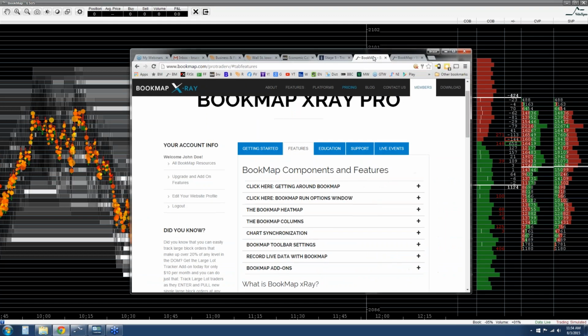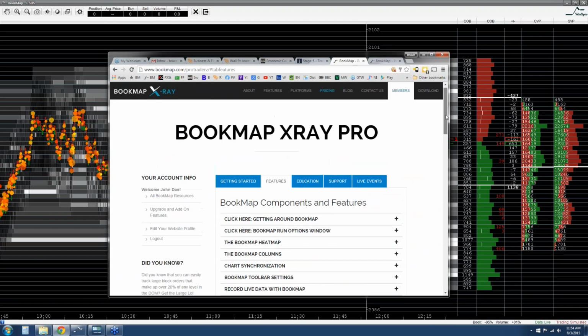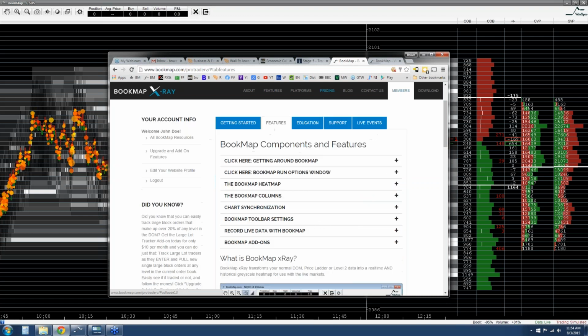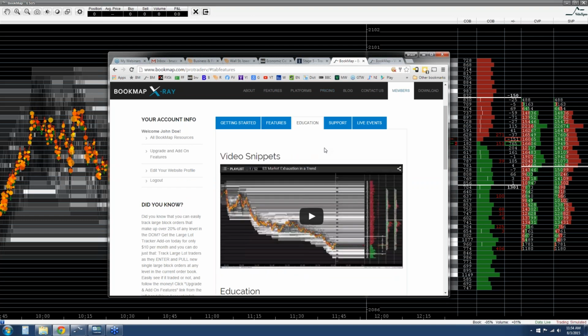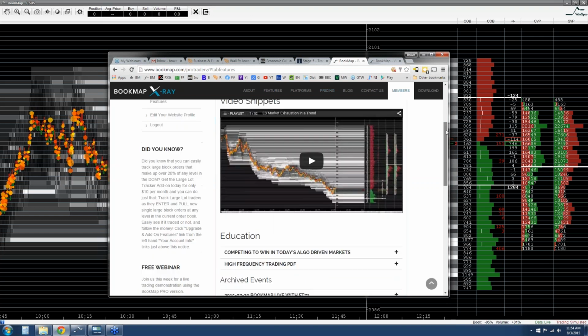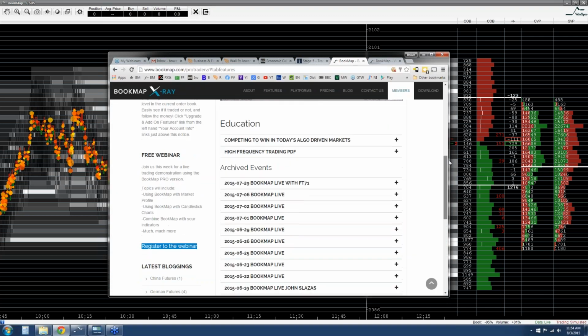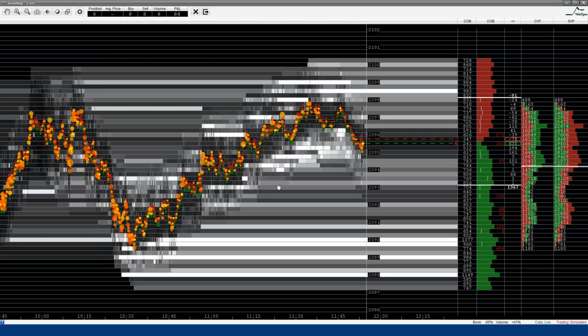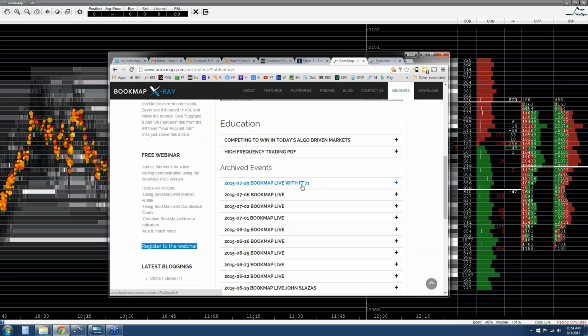Okay. All right. For those of you who are new, once you sign into the members area, you get these tabs here. Looking at getting around BookMap, familiarizing yourself with some of the basics. There's some pretty short, quick videos, and then getting to the educational area, we usually do a snippet a day or so, and then you'll find the archived BookMap live events here. Okay, and this is the one here from the 29th of July with Futures Trader 71 Murad.